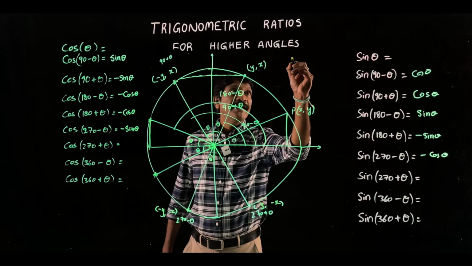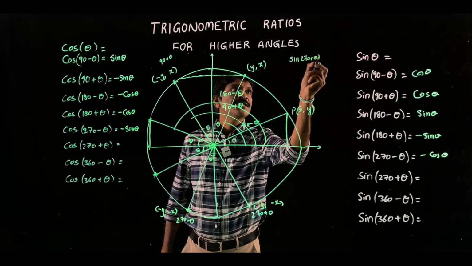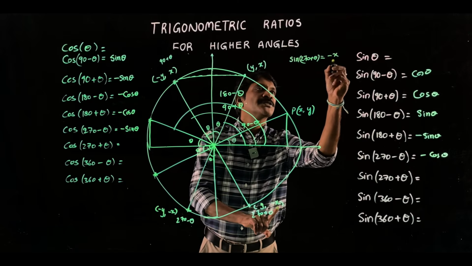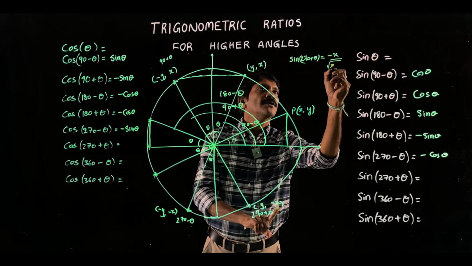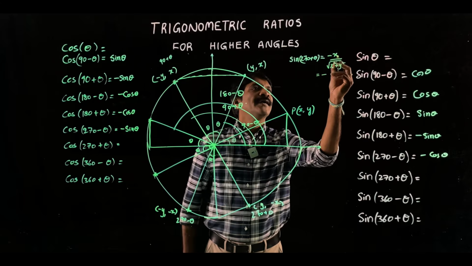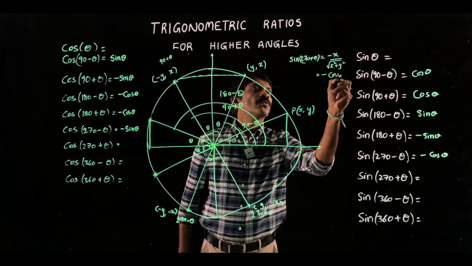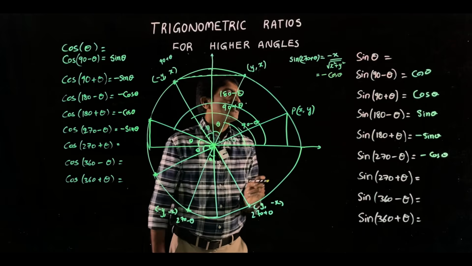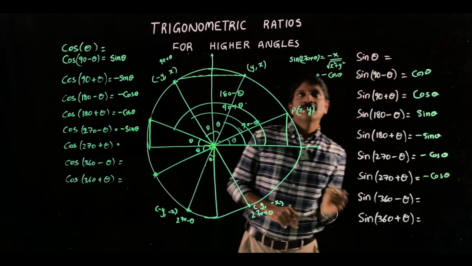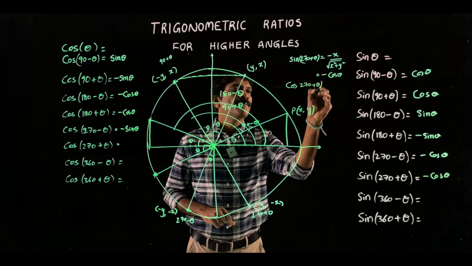So sine 270 plus theta will be this coordinate, which is minus x by under root x square plus y square. You know that x by under root x square plus y square is cos theta. So sine 270 plus theta is minus cos theta. Similarly, cos 270 plus theta.